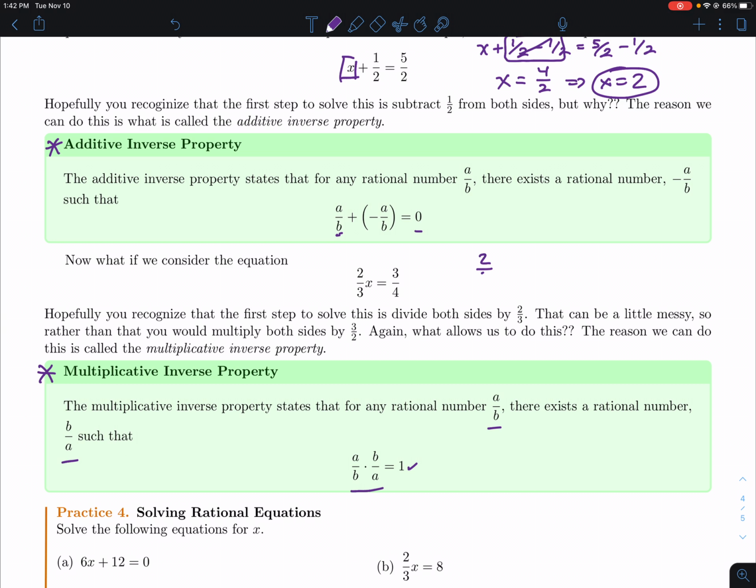So if I've got 2/3 x equals 3/4, again my goal is I want to get x by itself. So I somehow need to get rid of that 2/3. By this multiplicative inverse rule, if I multiply both sides by its reciprocal, that's going to allow the 3's and the 2's to cancel out, which is just going to give me an x. Then I can just multiply straight across the top, straight across the bottom. 3 times 3 is 9. 4 times 2 is 8. So my final answer would be x equals 9 over 8.